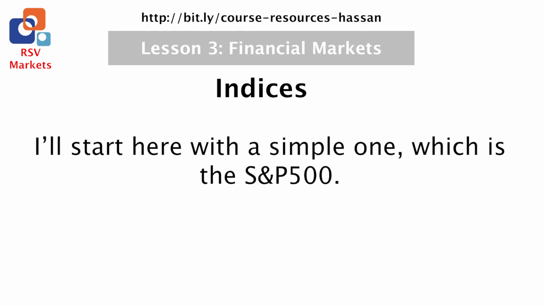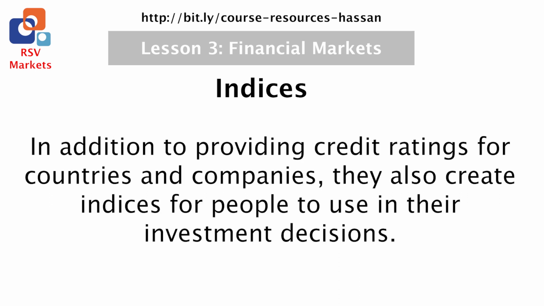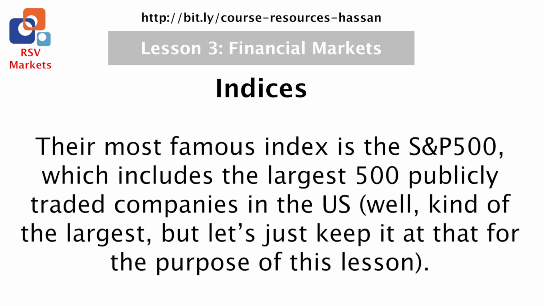I'll start here with a simple one, which is the S&P 500. S&P is short for Standard & Poor's, which is a well-known credit rating agency, as I've mentioned earlier. In addition to providing credit ratings for countries and companies, they also create indices for people to use in their investment decisions. Their most famous index is the S&P 500, which includes the largest 500 publicly traded companies in the US. Well, kind of the largest, but let's just keep it at that for the purpose of this lesson.